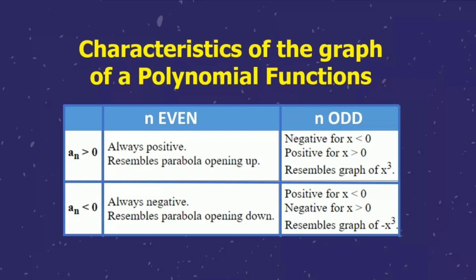The graph of the polynomial function has its characteristics. You need to identify if the leading coefficient is a positive or a negative number. You need also to identify if the degree of the polynomial is even or odd. In this case, you can determine the end behaviors of the graph on both sides, if it is rising or falling to the left or to the right.